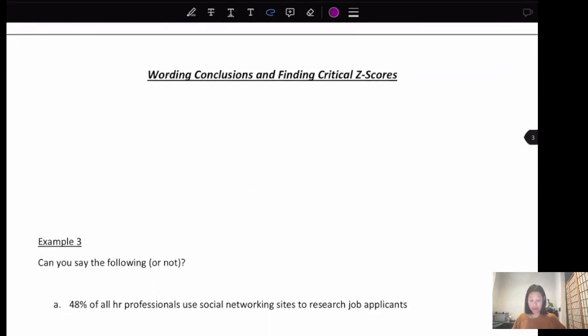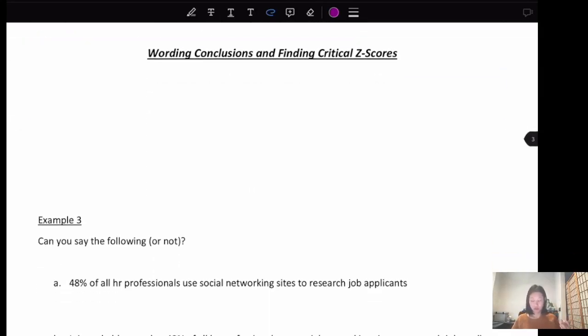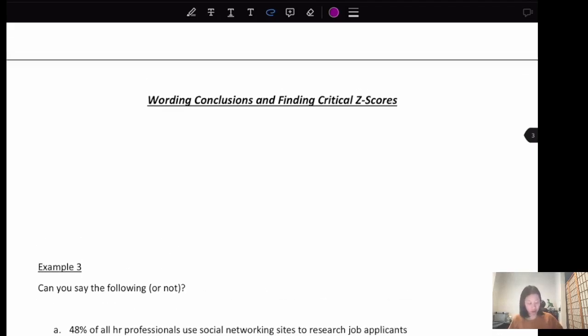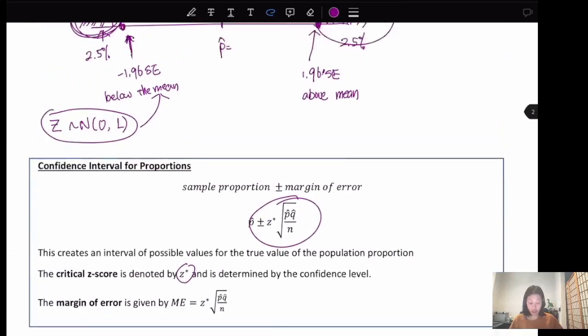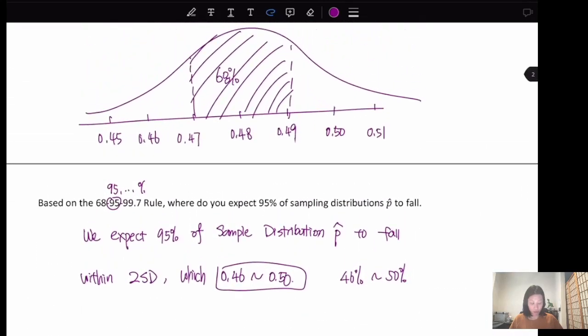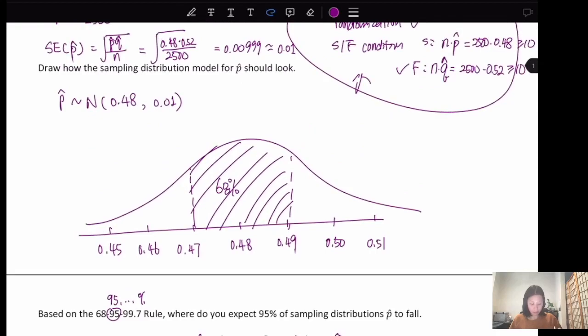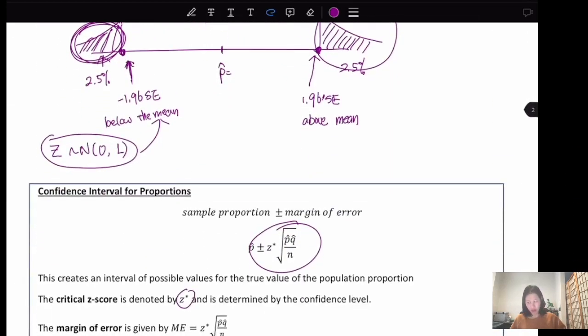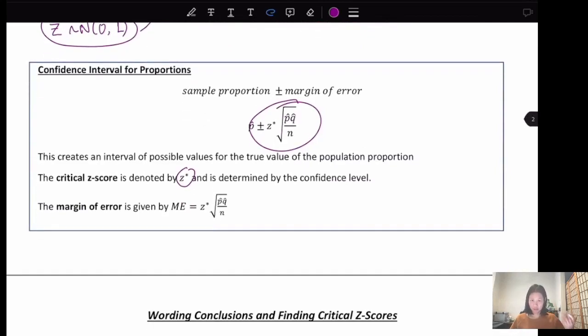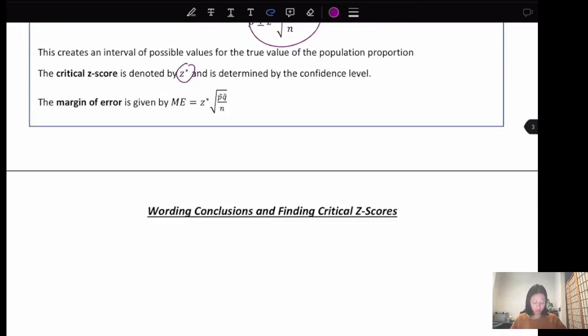Okay, in this video, we're going to explore the wording of the conclusion and finding the critical z-scores. So in the previous case, how do I find the confidence interval for the example that we have? Since the sample proportion is 0.48, and we want to find the 95% confidence interval.